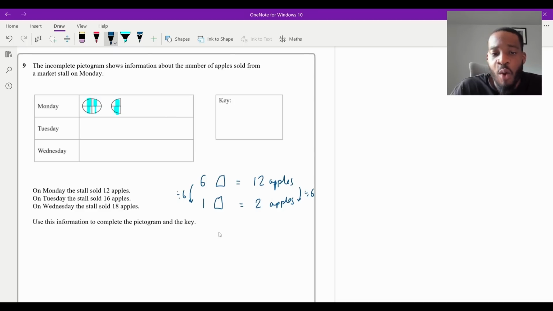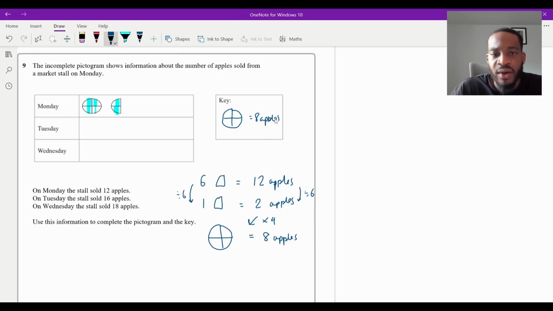And then what we can do is figure out what a full circle is, because a full circle would have 4 of those quarters. So you would times that by 4, and that will give you 8 apples. So we now know the key, which we can put here. So one full circle must represent 8 apples. So I'll put that there.